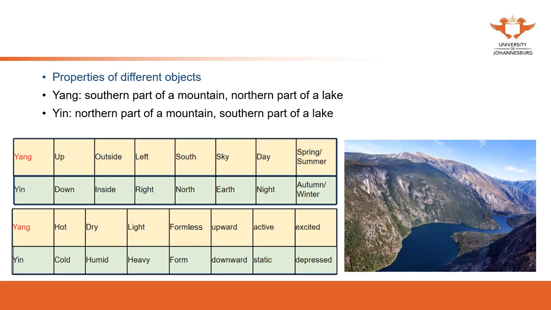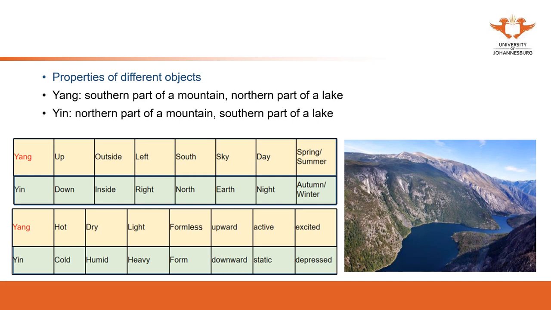You actually can use the definition of yang. What does yang mean? How to understand? Yang refers to up, outside, left, south, day, spring, hot, dry, light, formless, outwards, active, excited aspects. If you remember all this, then you will understand what's yang. Yin is down, inside, right, north, and earth, night, and compare.